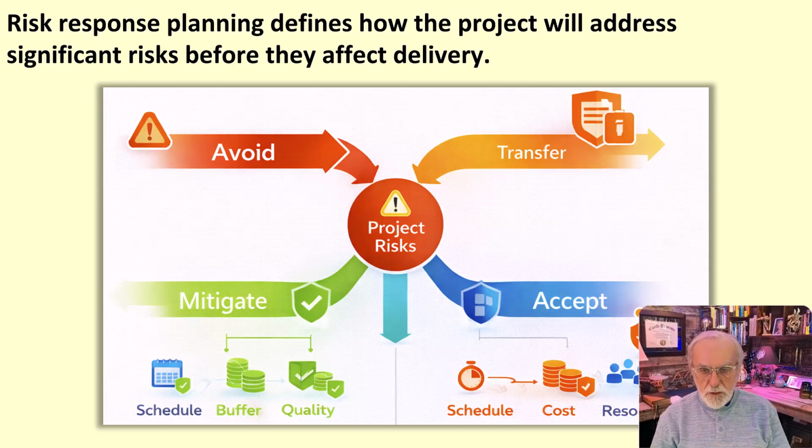Strong risk responses protect delivery performance. They reduce the chance that risk will create major cost overruns, schedule disruptions, quality issues, or resource strain. Risk response planning is about preparing decisions in advance rather than improvising under pressure. The project team enters execution with a clearer strategy for managing significant uncertainty.